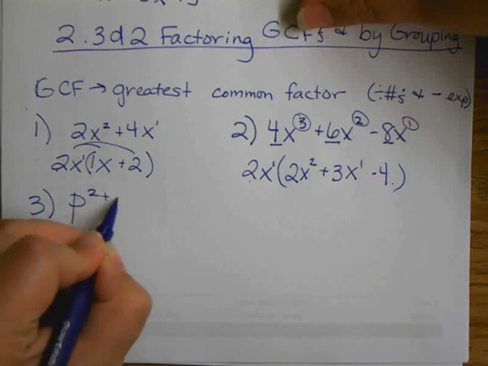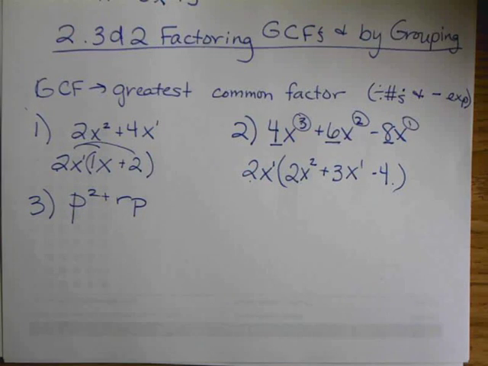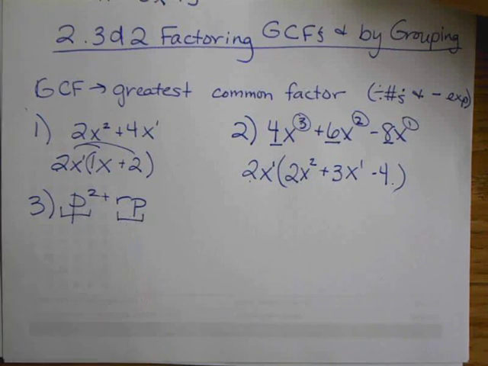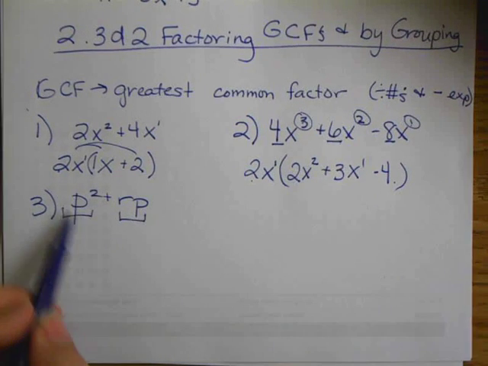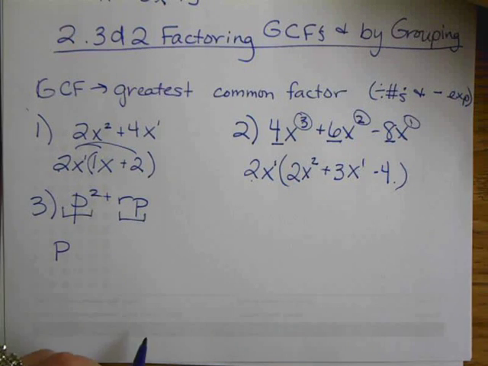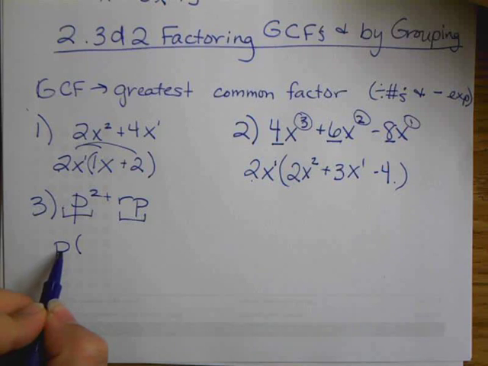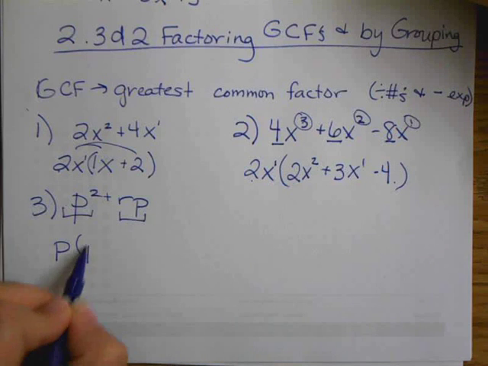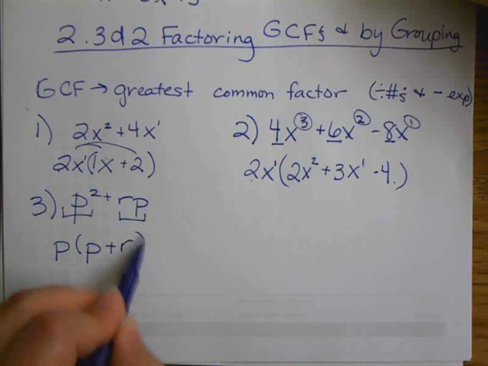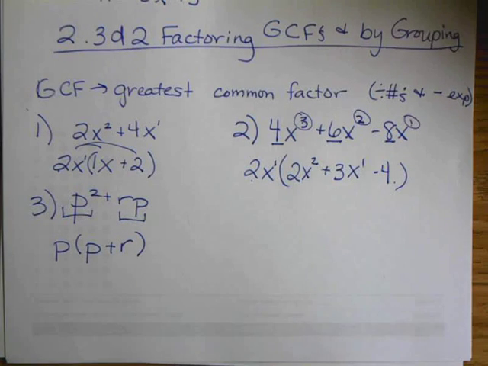P squared plus RP. Well, what's the same in each term? Remember, the terms are broken up over the plus sign. I have 2 P's here and an R and a P here. So I have a P in each of those. And if I pull a P out of P squared, I have 1 P left. And if I pull a P out of RP, I just have R. So there you go.